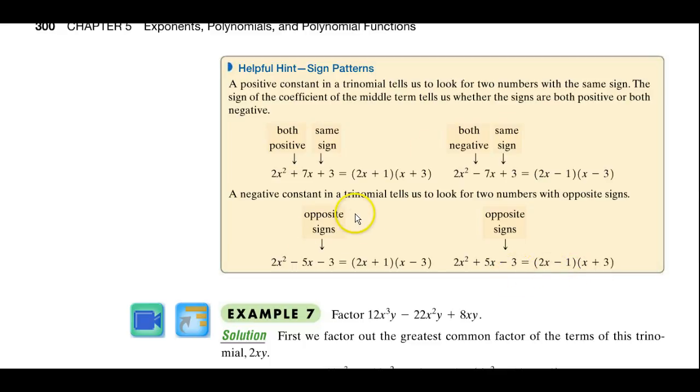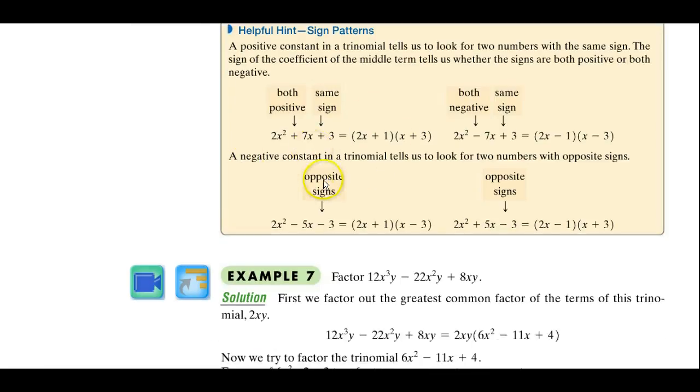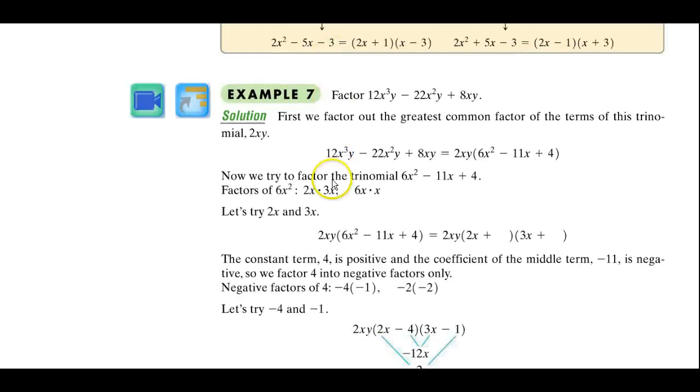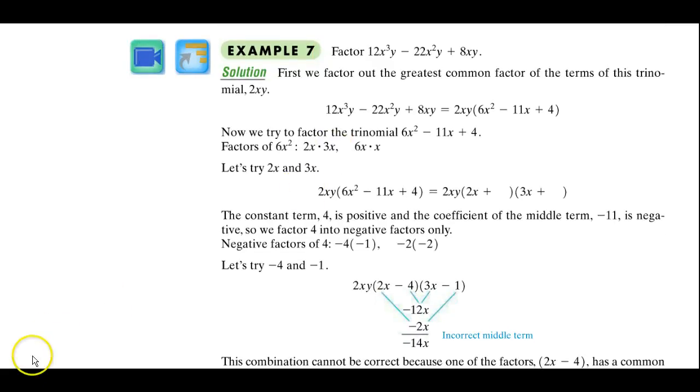So again, this is a little trend that you might pick up just doing a lot of them, but here it's summarized. Okay, let's do example 7.